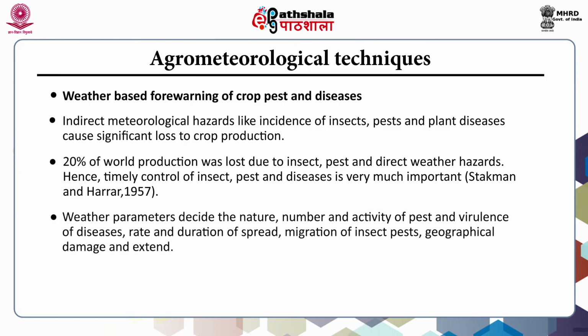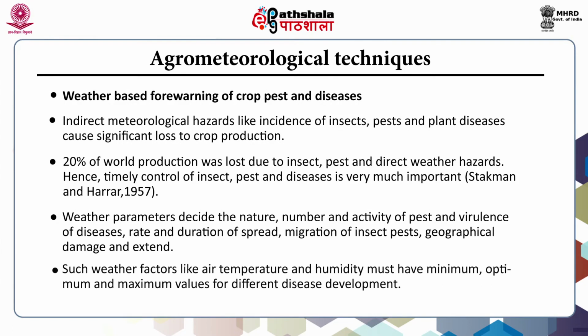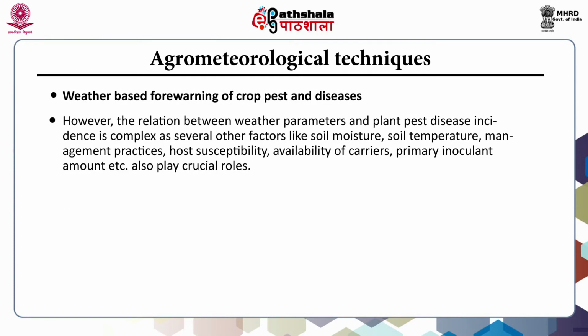The weather parameters decide the nature, number and activity of pest and virulence of diseases, rate and duration of spread, migration of insect pests, geographical damage and the extent. Such weather factors like air temperature and humidity must have minimum, optimum and maximum values for different disease development. However, the relation between the weather parameters and plant pest disease incidence is complex as several other factors like soil moisture, soil temperature, management practices, host susceptibility, availability of carriers, primary inoculant amount etc. also play crucial roles.